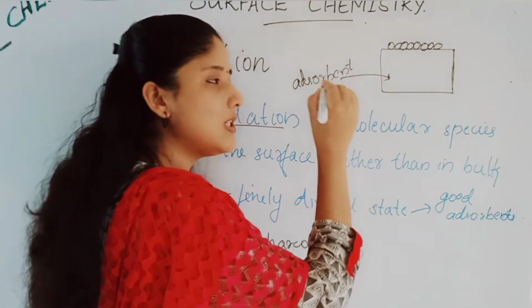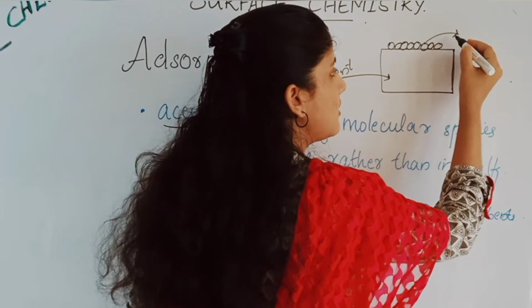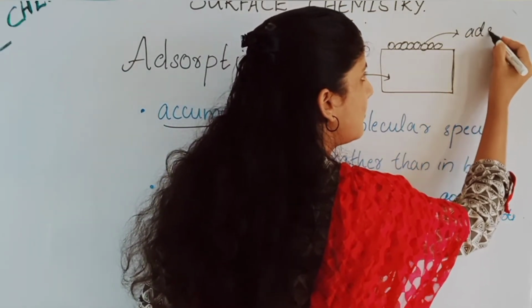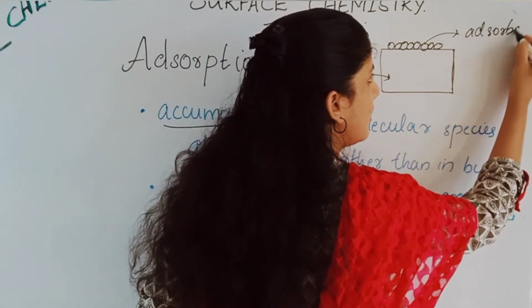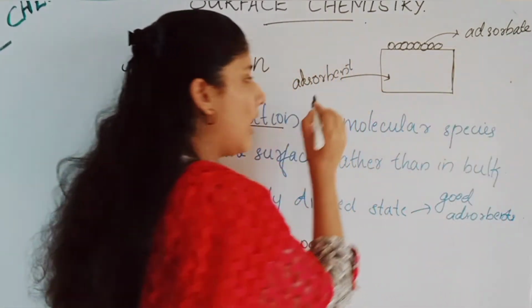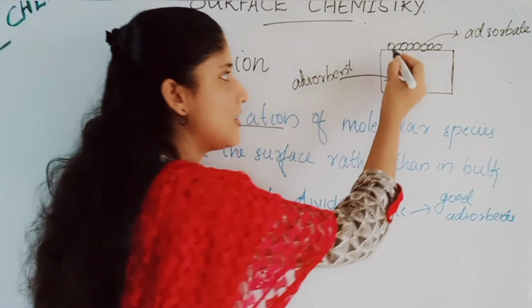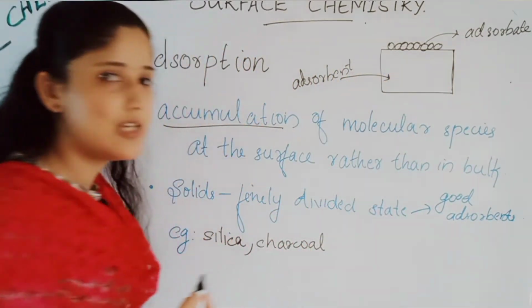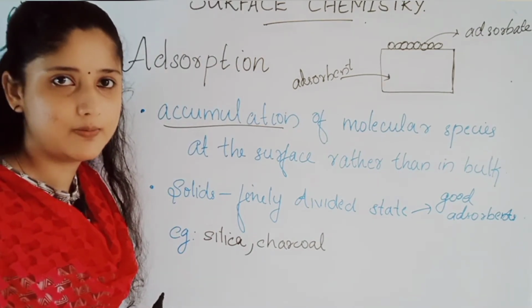And the molecular species which adsorbs is called adsorbate. This is called adsorbent and this is called, the molecular species is called as adsorbate.